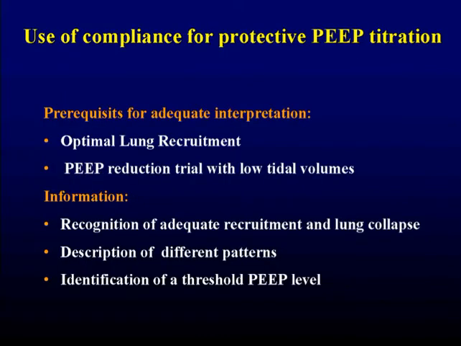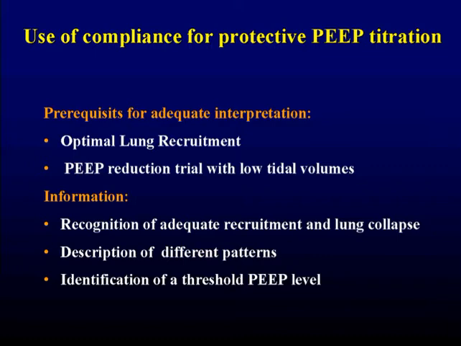So the use of compliance for protective PEEP titration requires the following prerequisites. First, we have to optimally recruit the lung, get rid of all the atelectatic tissue, and then go on with a PEEP reduction trial using low tidal volumes. This is important because, and I didn't mention this when I was showing the protocol, it was done with 4 mL per kilogram. Using higher tidal volumes leads to a phenomenon of tidal recruitment that probably blurs the interpretation of the compliance signal.